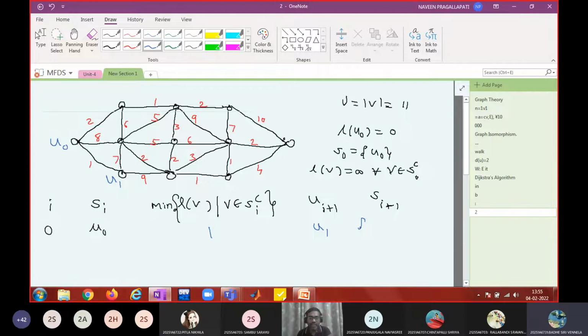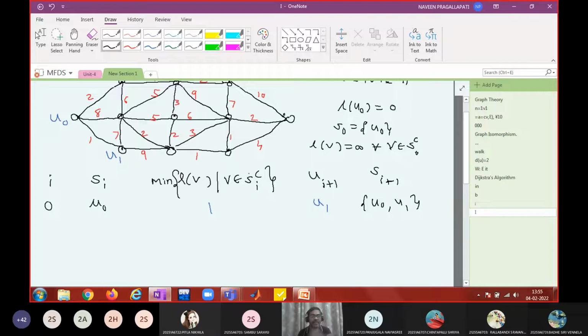Yes, sir. In the successive iteration, we add this node to the set. So that means U0 and U1, and you keep track of these lengths here. That may be easier for us. So L of U0 is 0. Now L of U1. What is L of U1? Is 1. Is that okay? Now come to the next iteration.